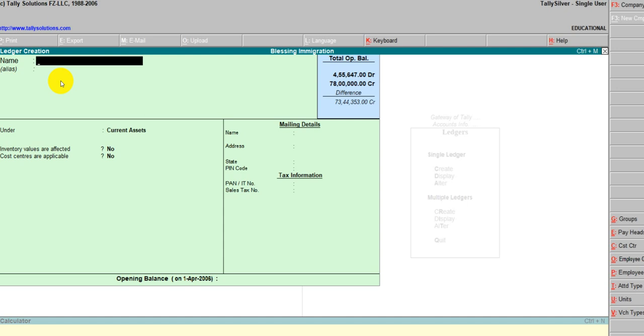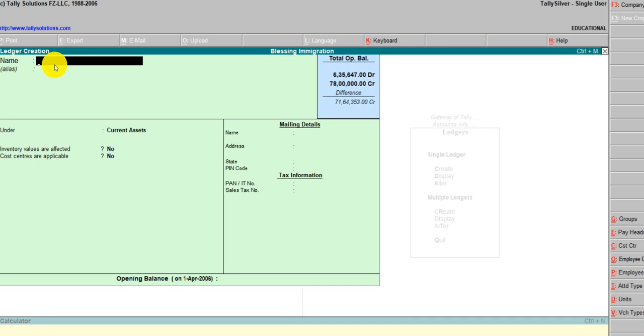And the next one is general cash in hand, that also comes under current asset. I put some minimum, let's say 80,000 rupees. This is the current asset, and I'm going to create a bank account as well.